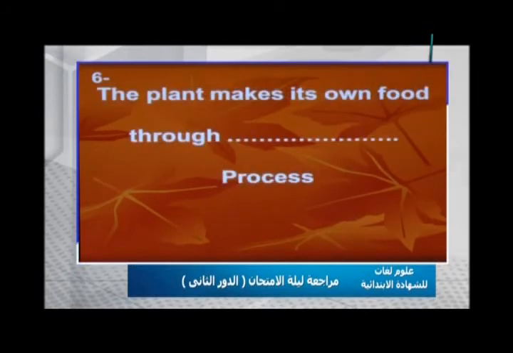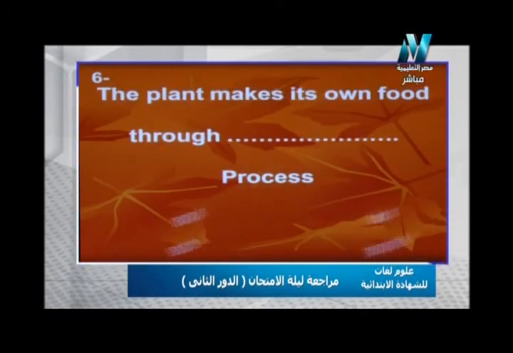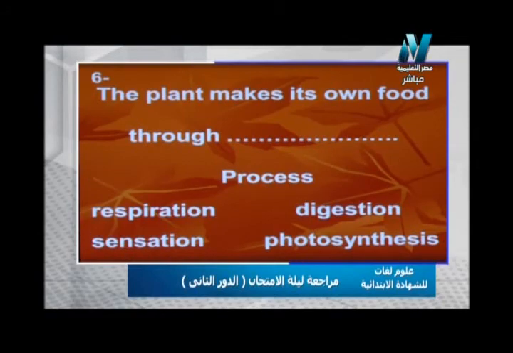Okay? So that's the last question. The plant makes its own food through point process, respiration, digestion, sensation, photosynthesis. So again, in this question, it will surely be the photosynthesis process because we know that the plant makes its own food from raw material, from carbon dioxide gas from air, water from the soil, sunlight, and in the presence of the green matter chlorophyll inside the plant, it can make photosynthesis process. So by these questions, I'm afraid I have reached the end of this episode.